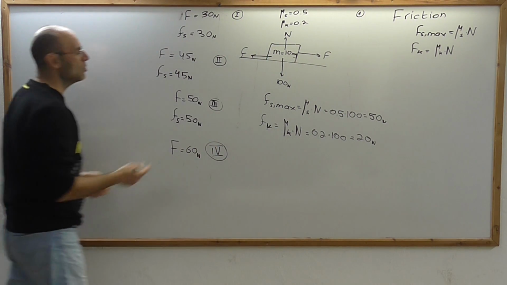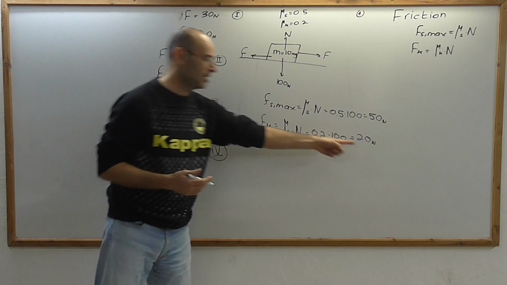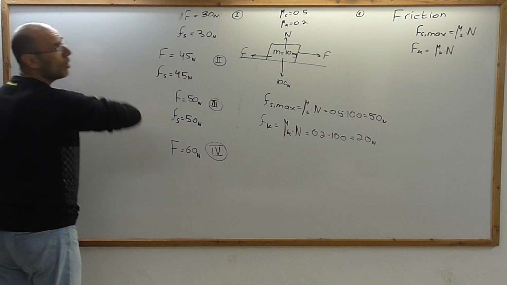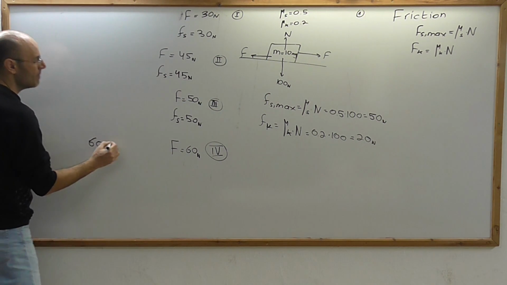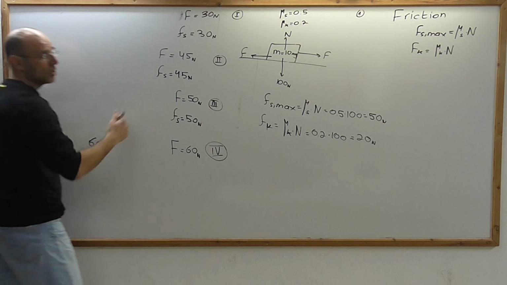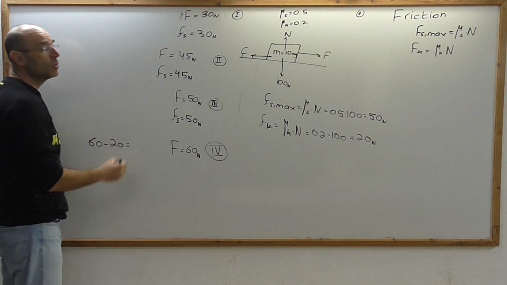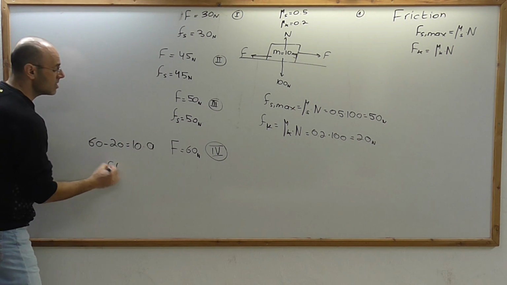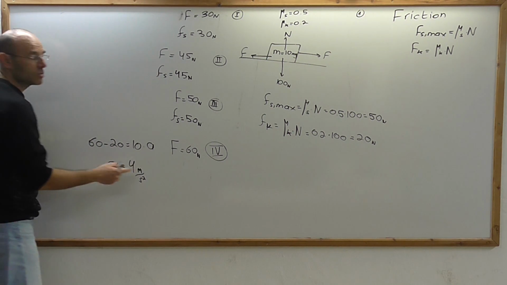So if it's ready to move, the force will not be static anymore, it will be kinetic. And what I'll do is write the second law of Newton. All the forces in this direction, which is 60, minus all the forces in this direction, which is 20, because it's kinetic now, equals ma. M is 10, a is a. So this mass will accelerate with a equals 4.